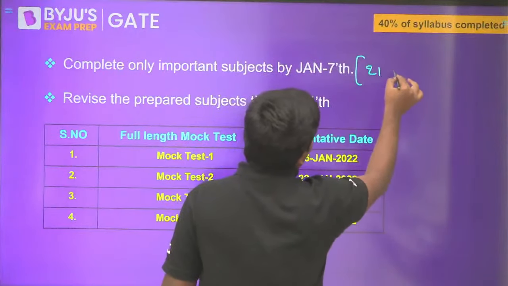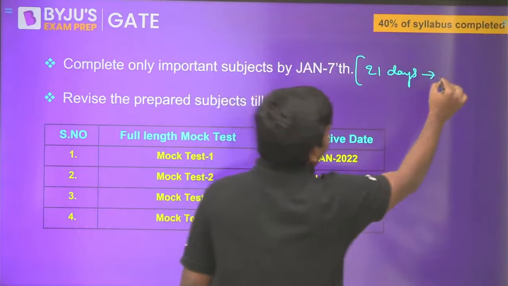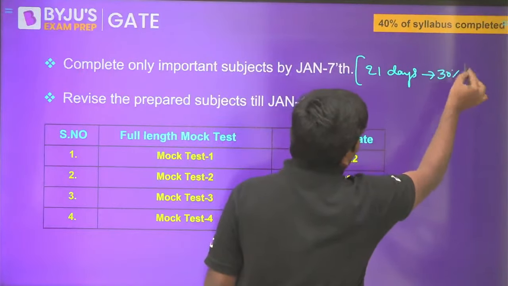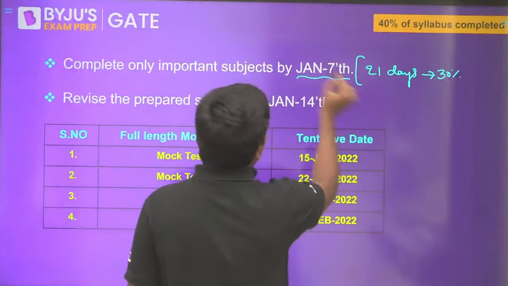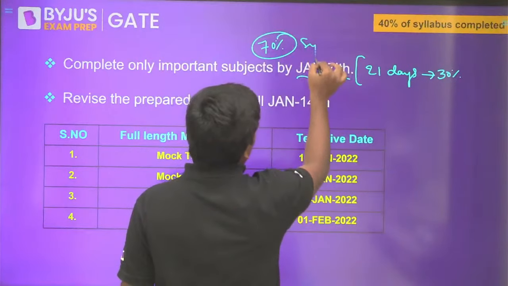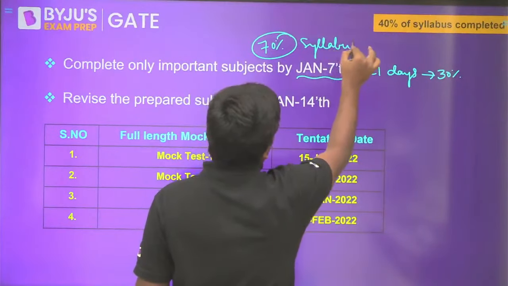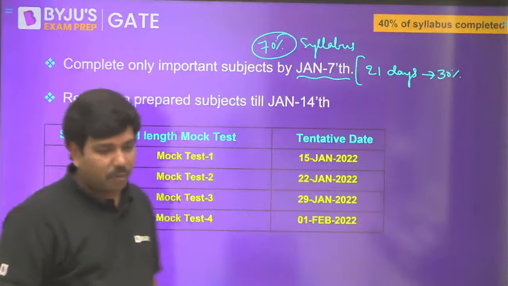In the remaining 21 days, try to push yourself and complete another 30% of the syllabus at least by spending more time. So finally, I'm very sure that by the end of January 7th, at maximum you will be able to complete 70% of the syllabus. It's not possible for you to complete 100% of the syllabus. Rajeshri, I think you can check this one. This slide may be helpful to you.